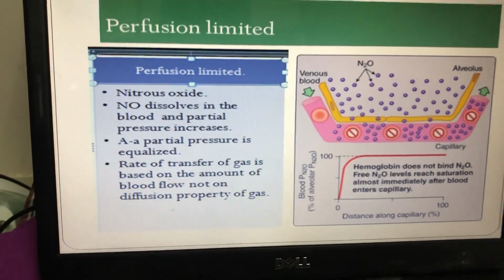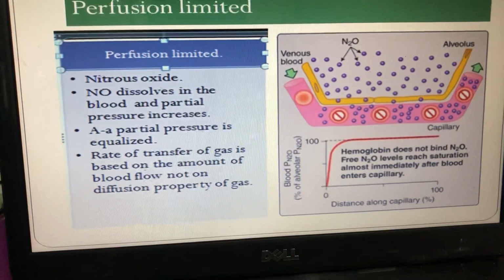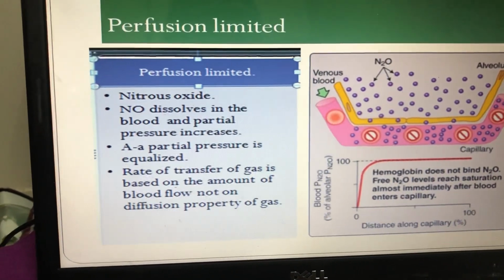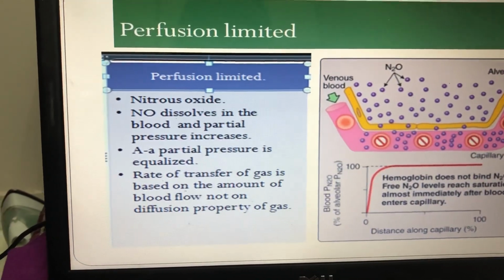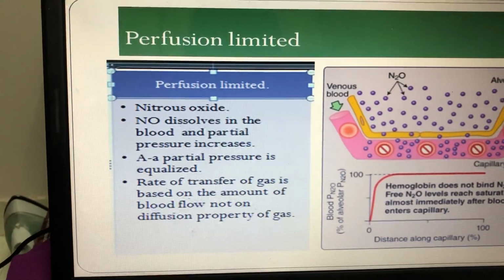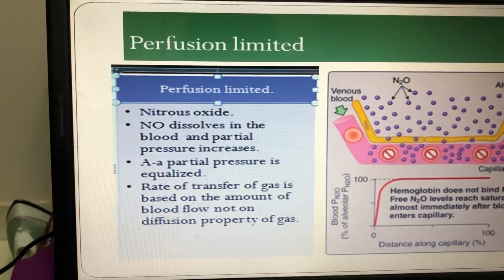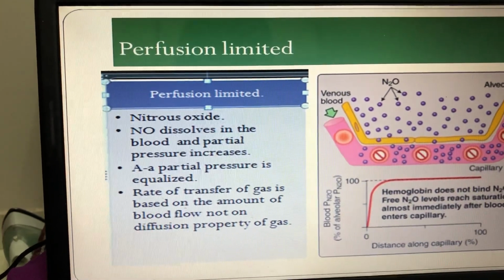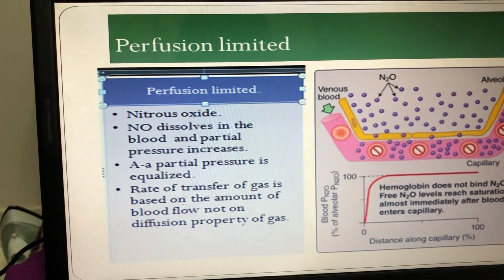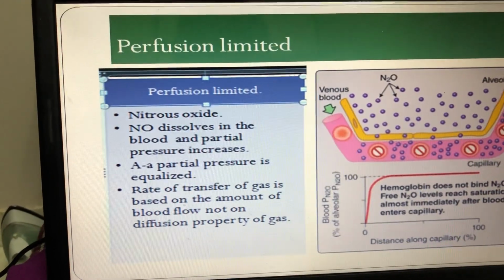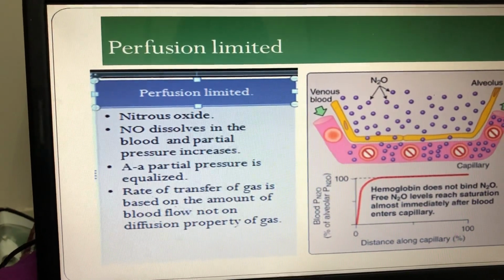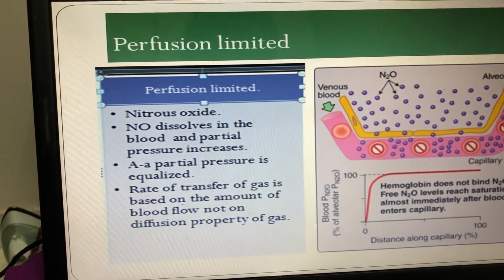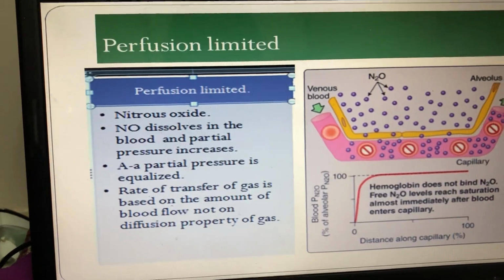So what are perfusion limited gases? According to John B. West, an author, imagine you have a herd of sheep and you have a proper gate, but the room can accommodate only one sheep or one goat on the other side. This type is called perfusion limited. If the room size is increased, you can accommodate all the sheep or goats. The entry is also fine, there is no problem with the gate. So this kind is called perfusion limited.